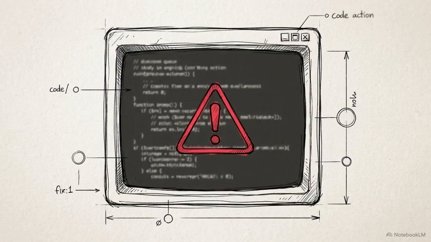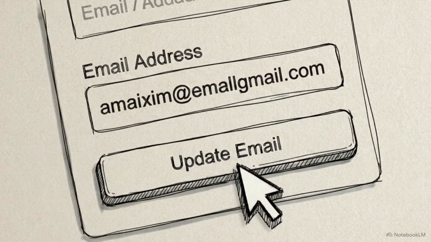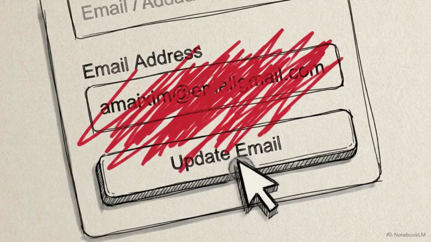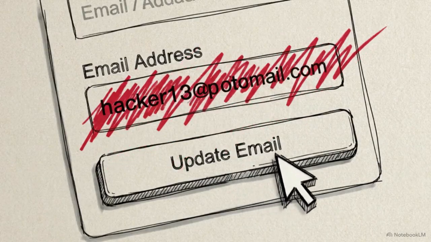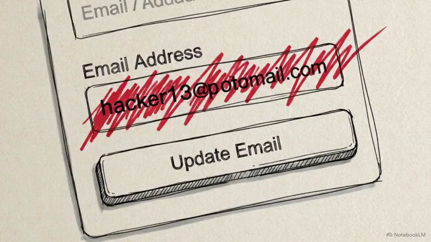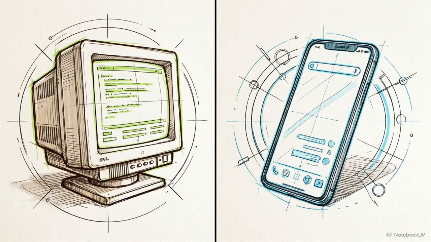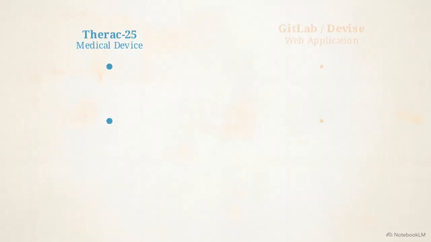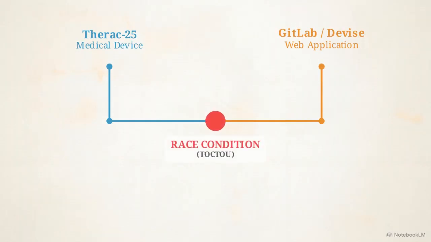Decades later, an entirely different kind of vulnerability was discovered in GitLab's architecture, CVE-2022-4037. This was a highly sophisticated web exploit that allowed attackers to hijack accounts by manipulating the system's email verification process. These two failures occurred in different eras of computing, across different architectures. Yet the embedded medical device and the modern web application failed for the exact same reason.